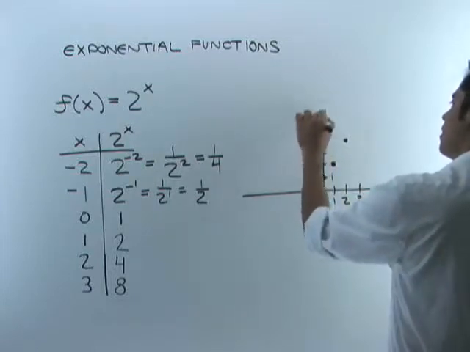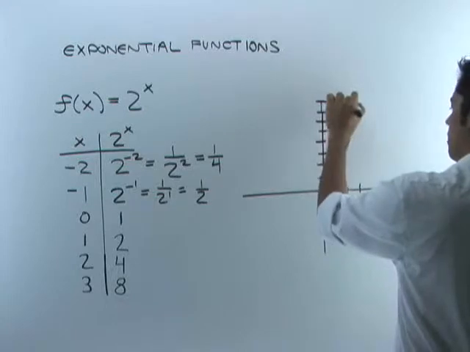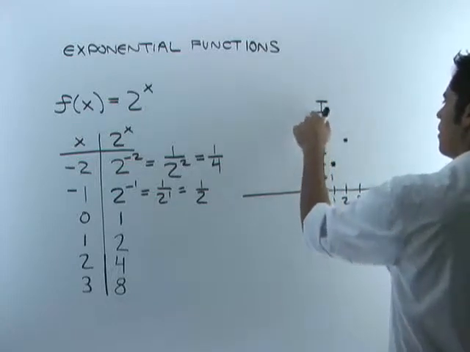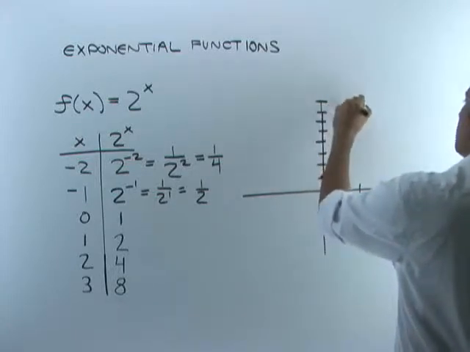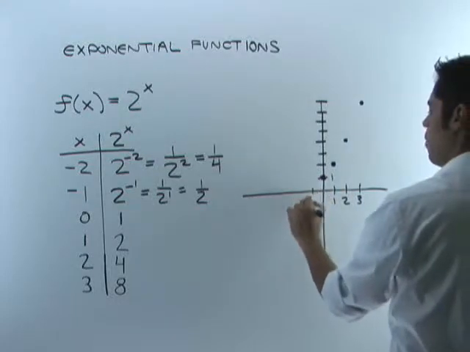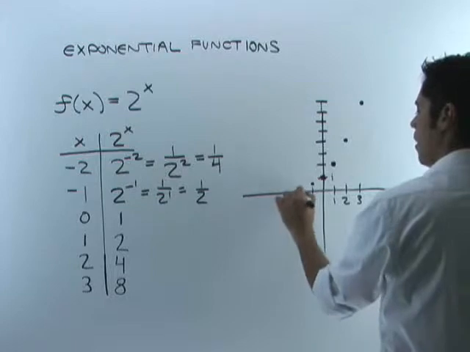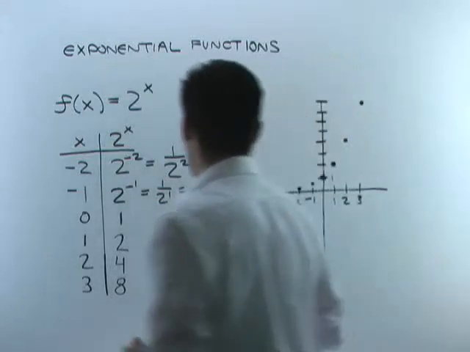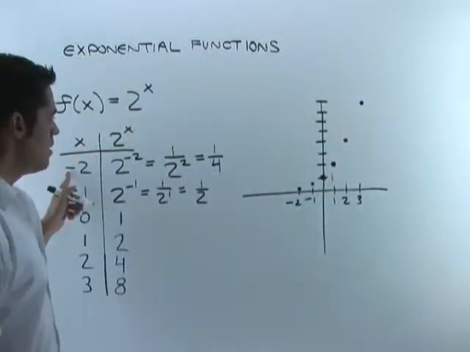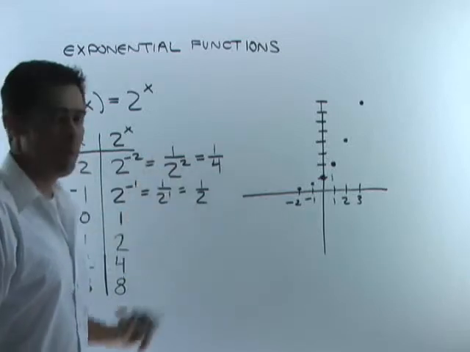So 5, 6, 7, here's 8. Let's see, 1, 2, 3, 4, 5, 6, 7, 8. So I'm up here at 8 now. And then at -1, I'm at 1/2. At -2, I'm at 1/4. And you can imagine that if I did -3, I'd be 1 over 2 cubed, that would be 1/8.